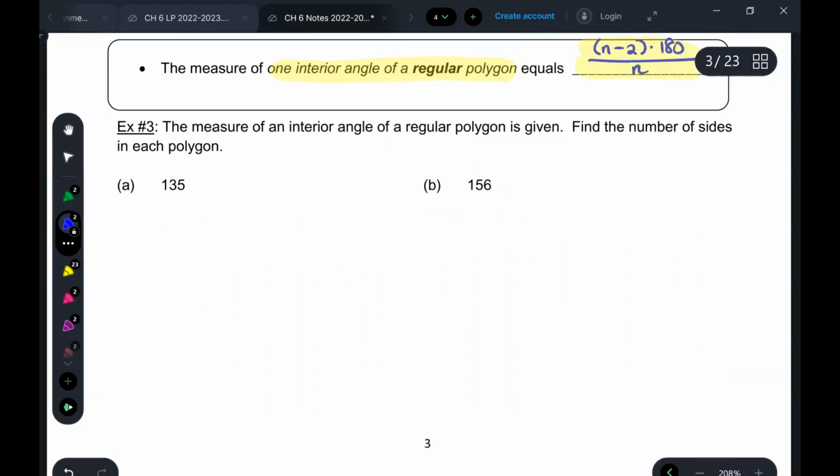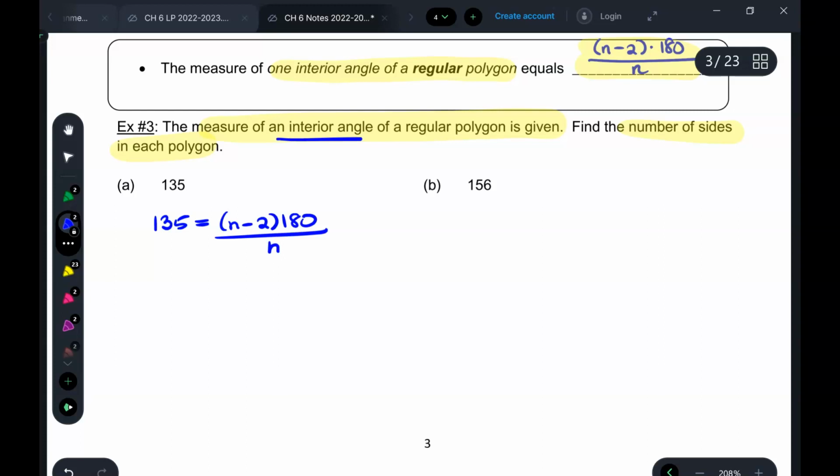Okay, measure. Now I'm giving you the measure of an interior angle, and we want to find the number of sides. So how many sides would a 135 degree interior angle give us? You see what I'm saying? I need to set this equal to n minus 2 times 180, divided by n.